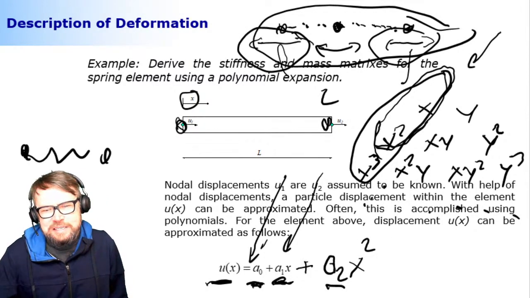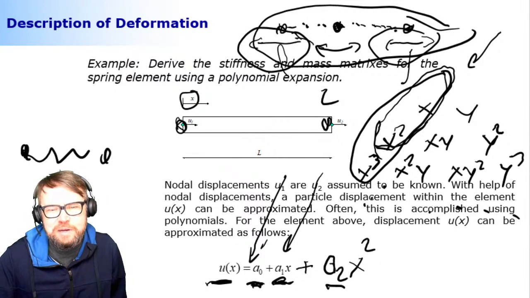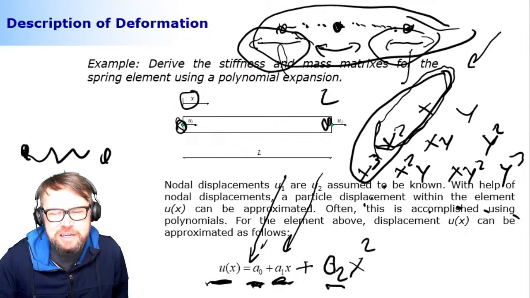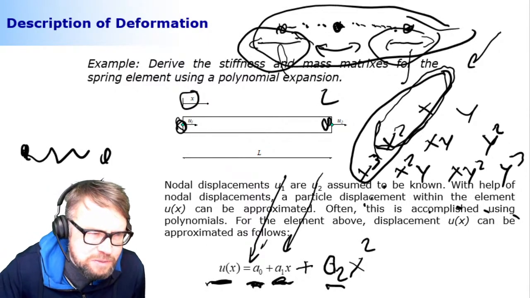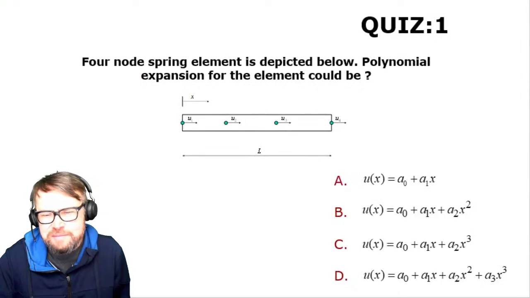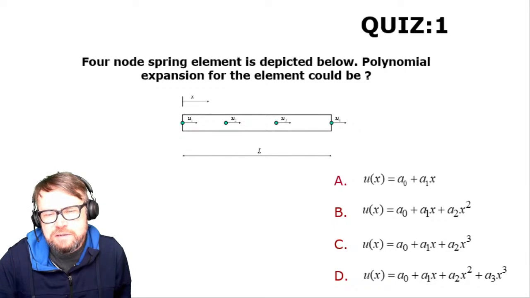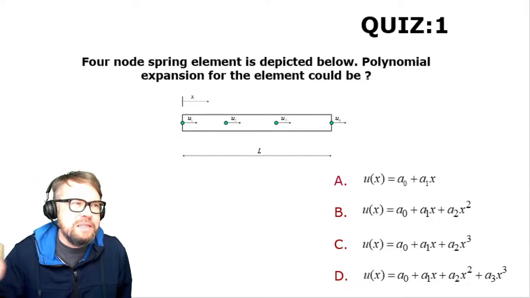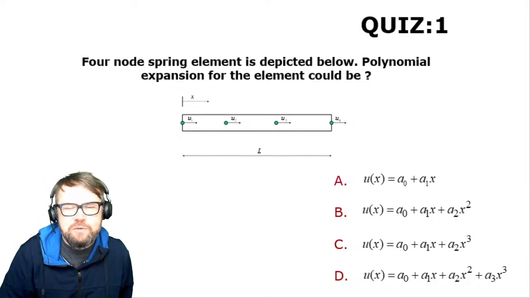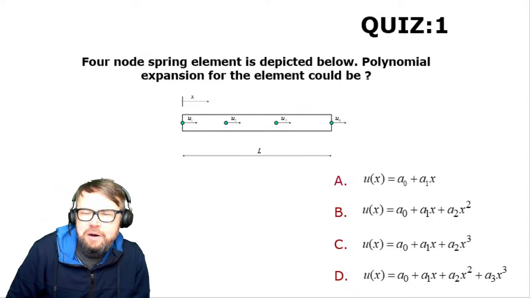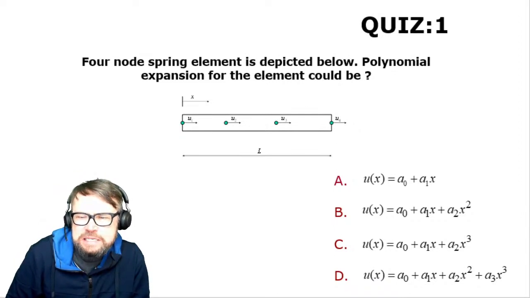Okay, there's going to be an in-class quiz. So let's see how well we're performing in that in-class quiz. It's not going to be easy, but it's pretty much what I just explained. So I have here a 4 node spring element. The spring element means that the nodes can only move left and right. How is the polynomial expansion for this kind of element?